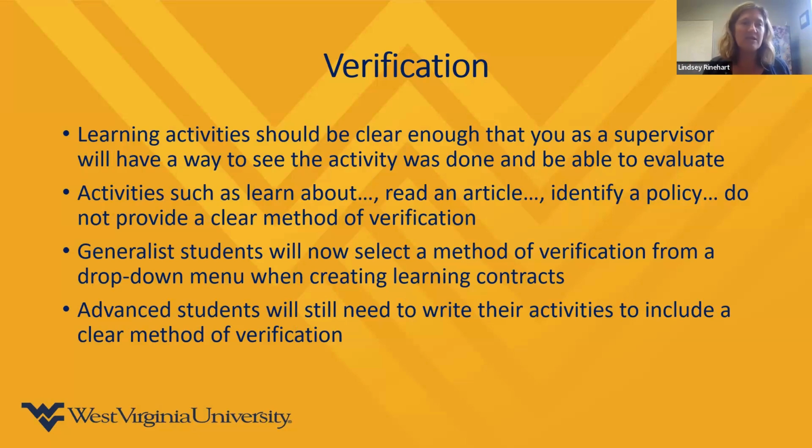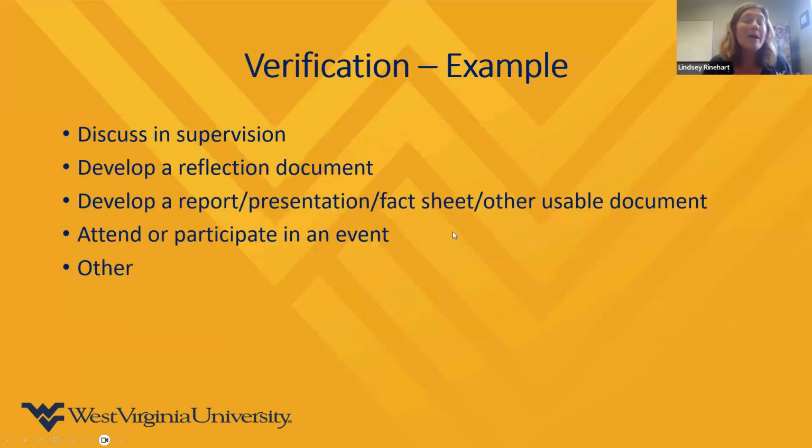Our advanced students, we still expect them to be able to do that independently on their own with support, to kind of make this learning activity measurable. So some examples of these verification methods, and these are the things that are in our drop-down menu. Commonly, it's discuss in supervision. Maybe they're reading an article and they're going to talk to you about it, or they're going to develop some sort of reflection document. As Jamie mentioned, our students do a reflection document for us each month.